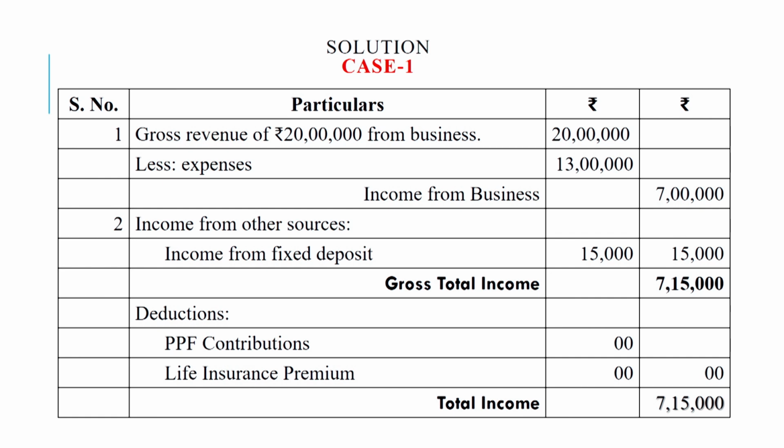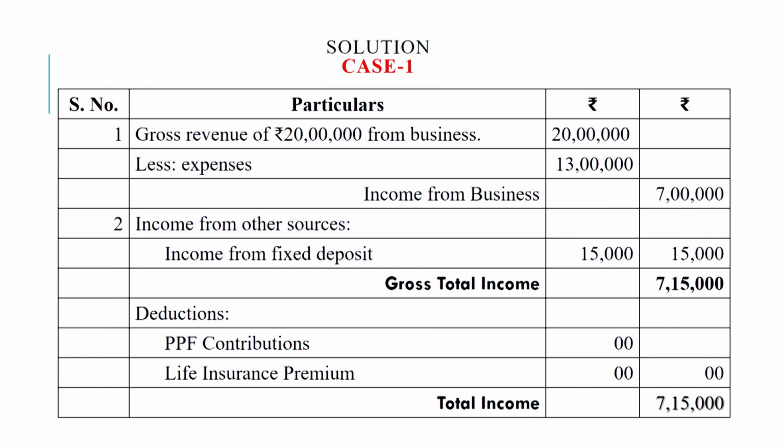Dear student, the second one is income from other sources. Other sources income is also called the residuary head of income. What is this? The incomes which have not been included in the preceding 4 heads will be included under the head of income from other sources. So this head is called the residuary head of income. In simple terms, you can say income from other sources.